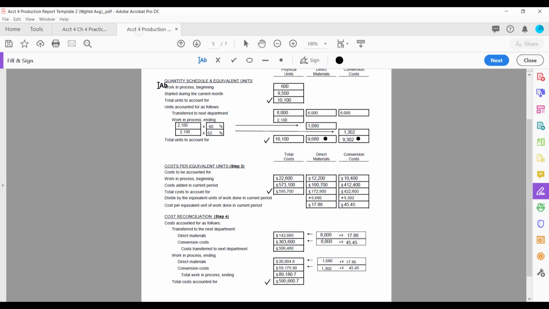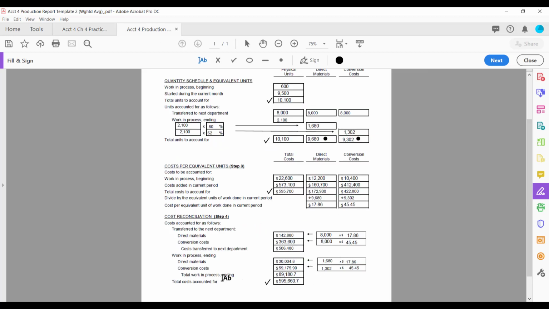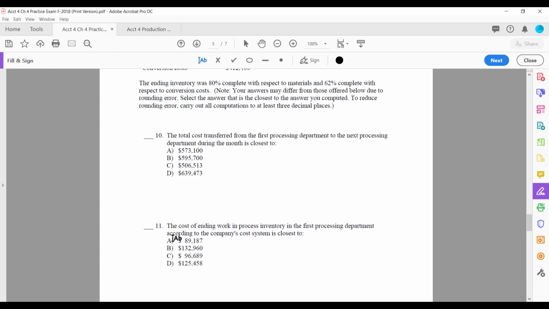And again, there's rounding errors. So here, the cost transferred 506,480. That's close enough to the 506,513. So the answer there would be C, based on the work we did in the template. And then lastly, it says, what's the cost of ending work in process inventory in the first processing department? Well, that's what we did down here, right? The total work in process ending cost is just over $89,000. And the closest answer here is A. And the answer for that one should be A for number 11.